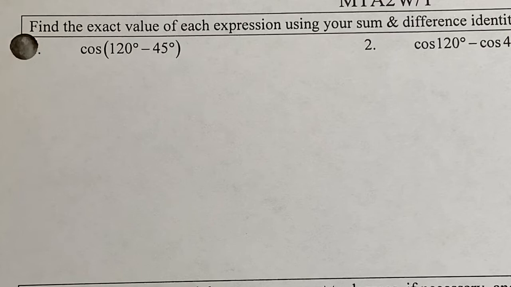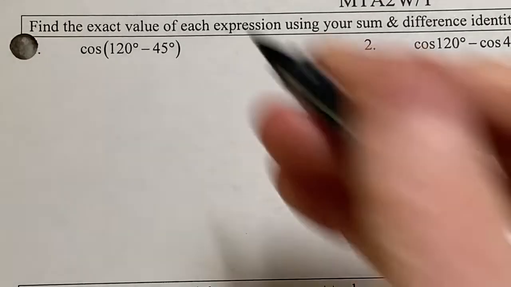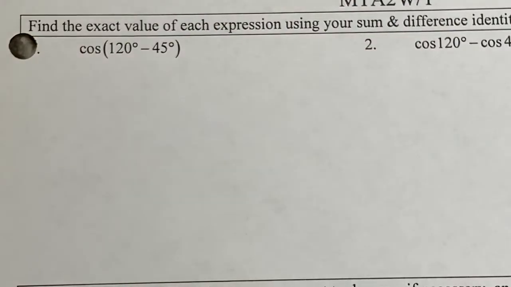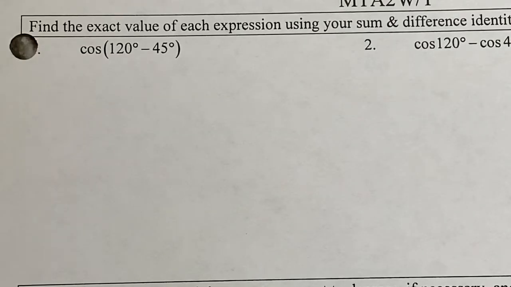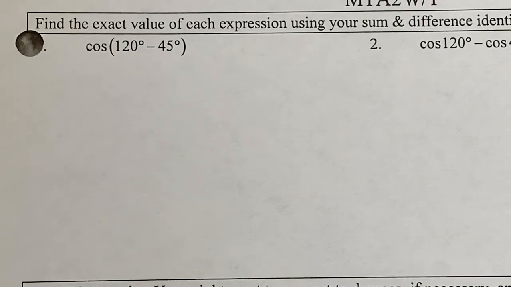Not to mention I'm going to want to be able to see a process depending on the test that I give. So I don't want to call this cosine of 75 because I don't know what the cosine of 75 is. It's not on the unit circle. So here's what I'm going to do. I'm going to pull out my identity.